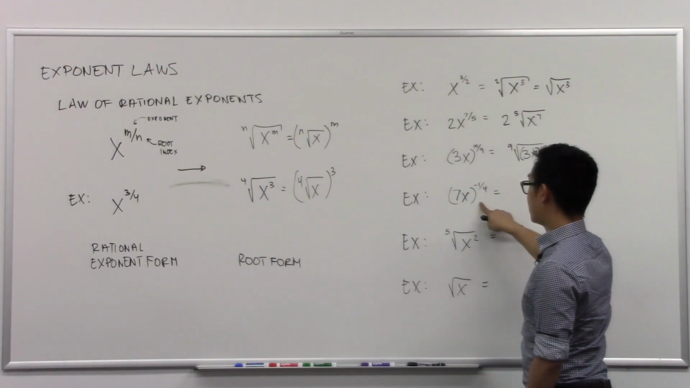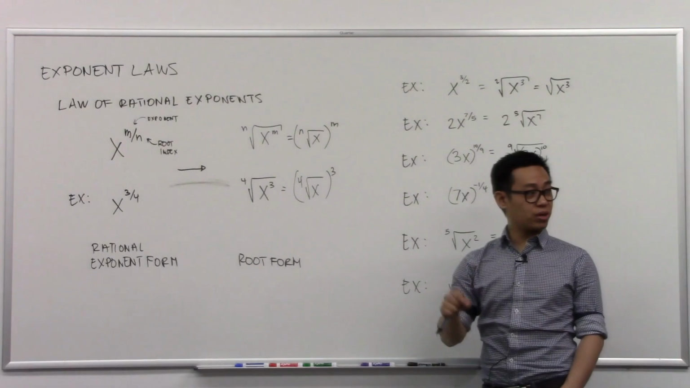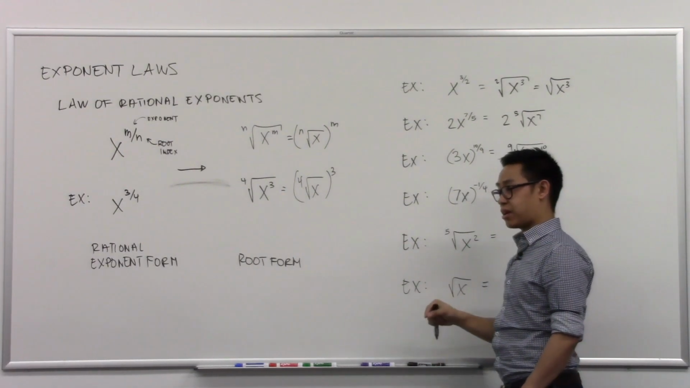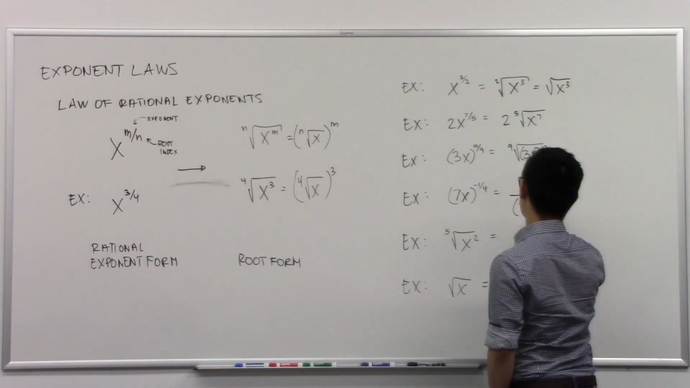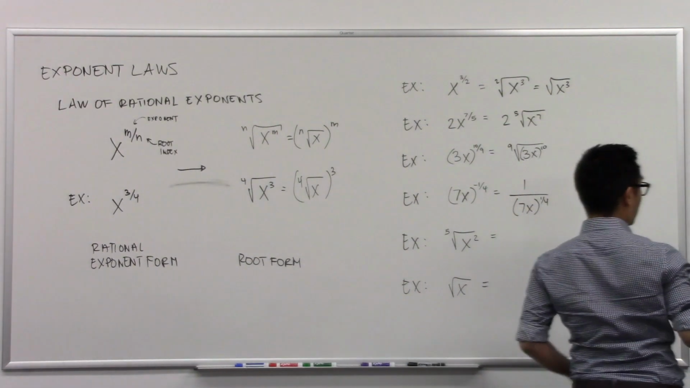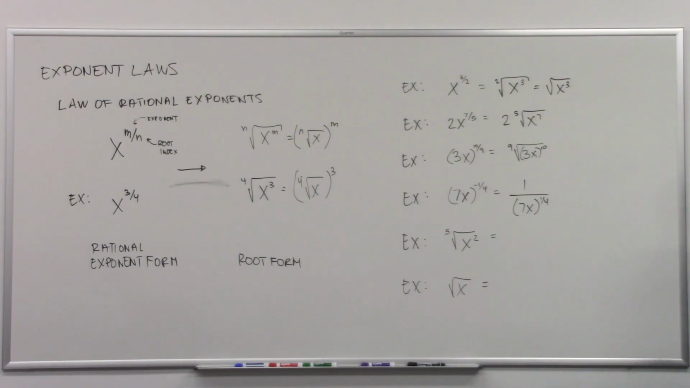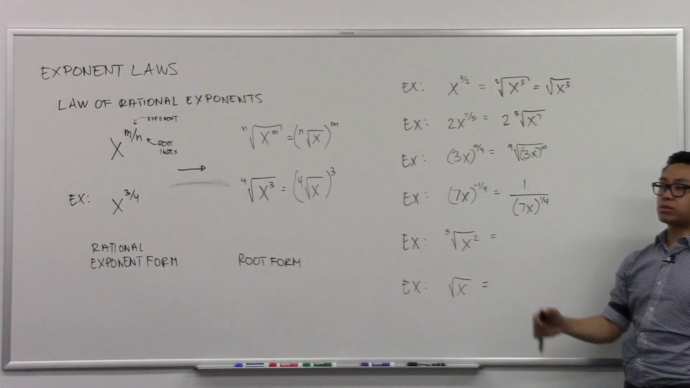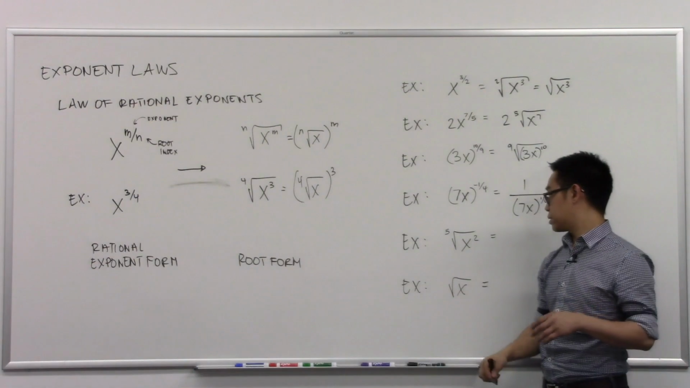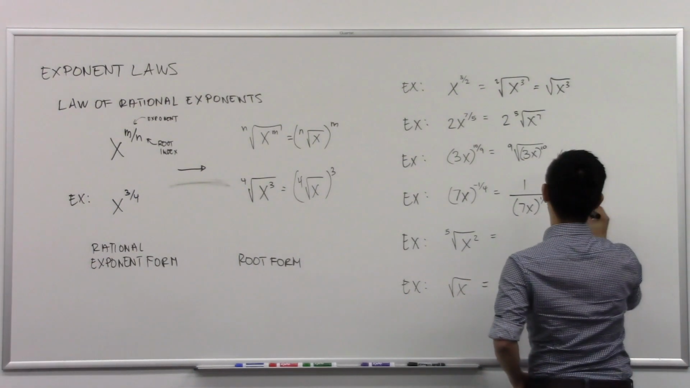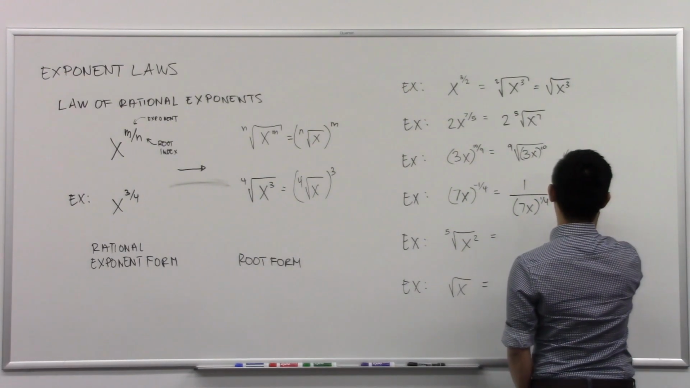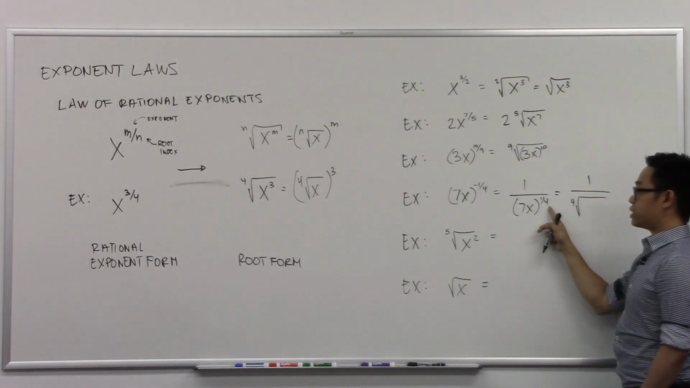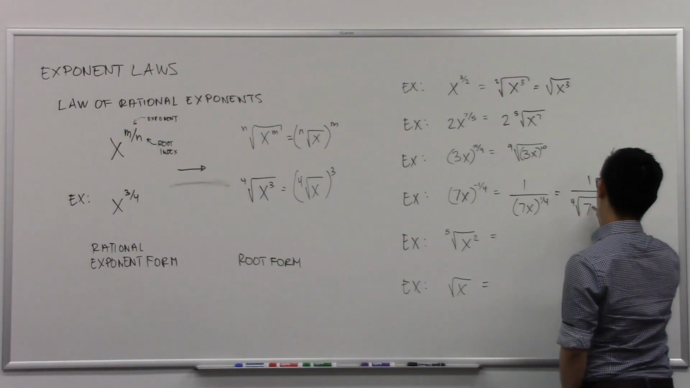Okay? This, you've got a negative exponent on the outside. You have to take care of that first. So I need to move this to the bottom, which becomes a positive 1/4 now. Anytime that you have a negative exponent on the outside, you take care of that first. Then you can change it into root form. You're going to have 1 over the 4th root, the bottom number is the root index, of 7x.